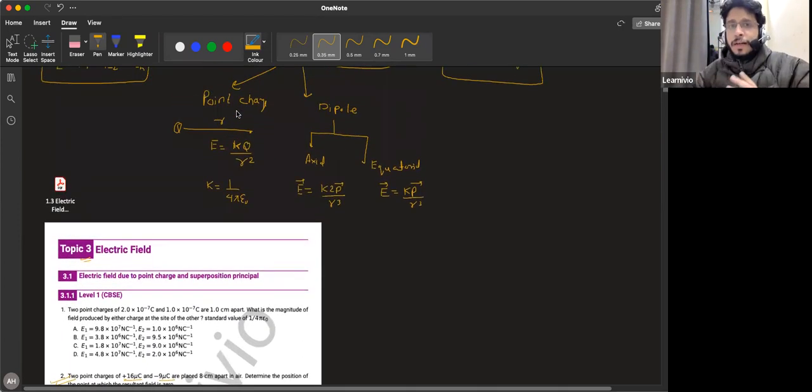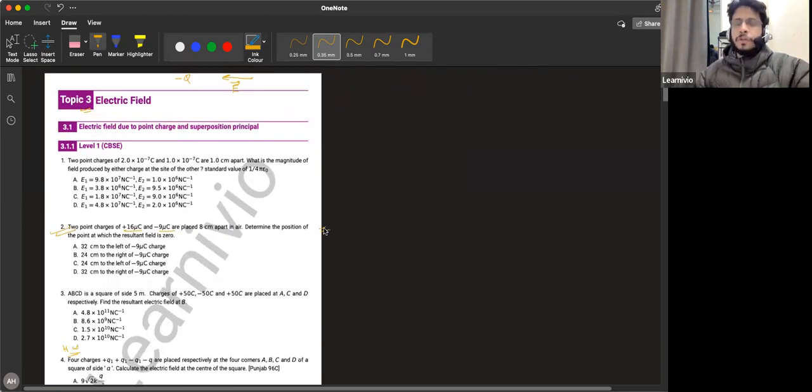One more thing is important, that is the direction of field. For a positive charge, the direction of field is away from the charge. But if you have a negative charge, then the direction of field is towards the charge. Now let's solve this numerical. So first, draw a rough sketch.